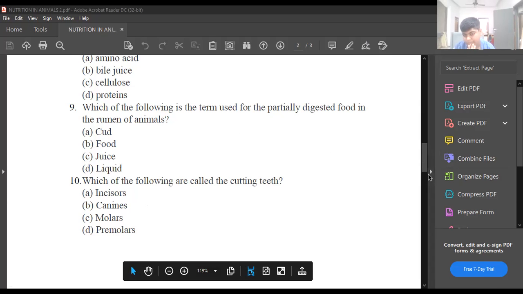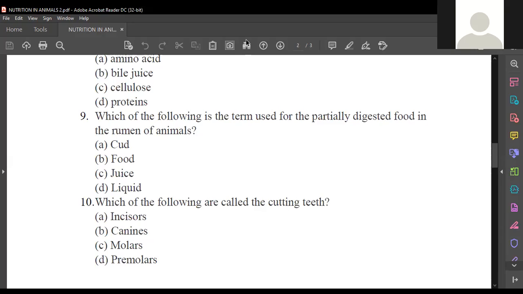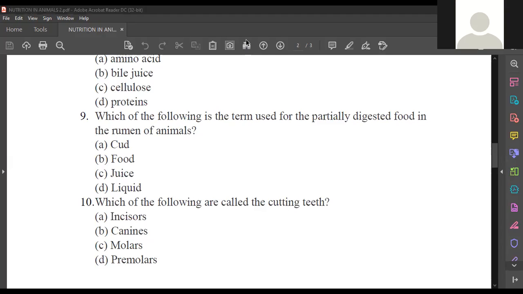Okay, so this is all about the question paper. Any doubts in this? No doubts, sir. No, sir.